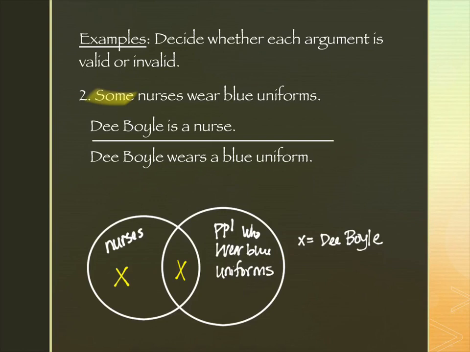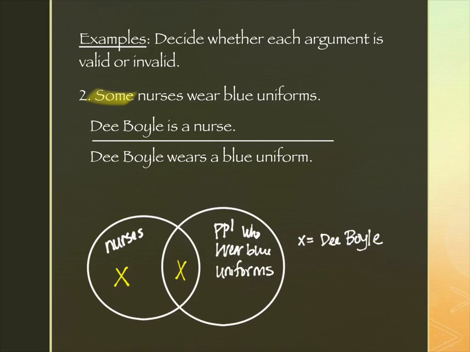Our last statement says D. Boyle wears a blue uniform. Does she for sure? She doesn't. So if we knew for sure that she was in this overlap piece only, then we could say yes, right? It would be valid. But we don't know that for sure. It is possible that she's in the outer part of the nurses category, in which case she maybe is one of the nurses that doesn't wear the blue uniforms, right?